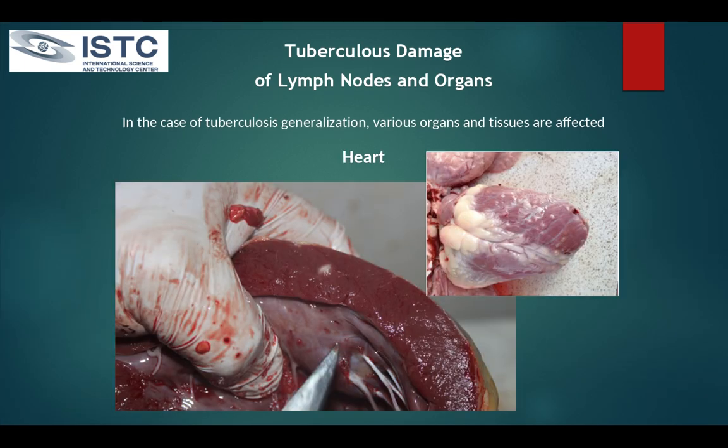This image illustrates a case of cardiac tuberculoma. It is important to note that tuberculoma formation in the heart is an extremely rare occurrence and typically arises as a result of the development of a generalized form of the disease.